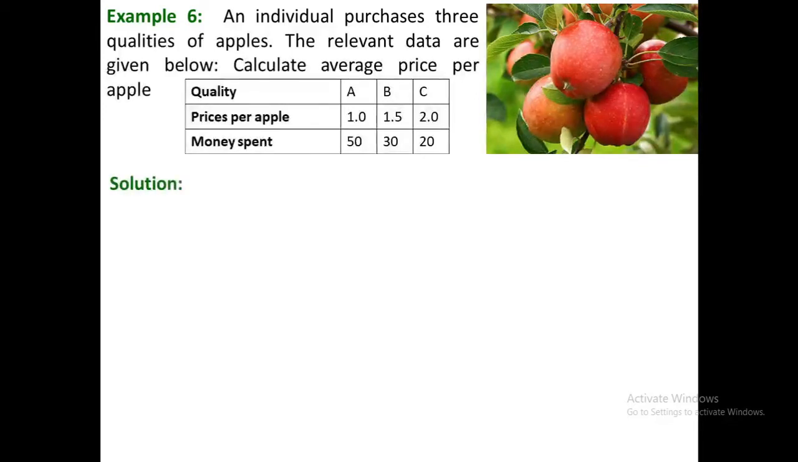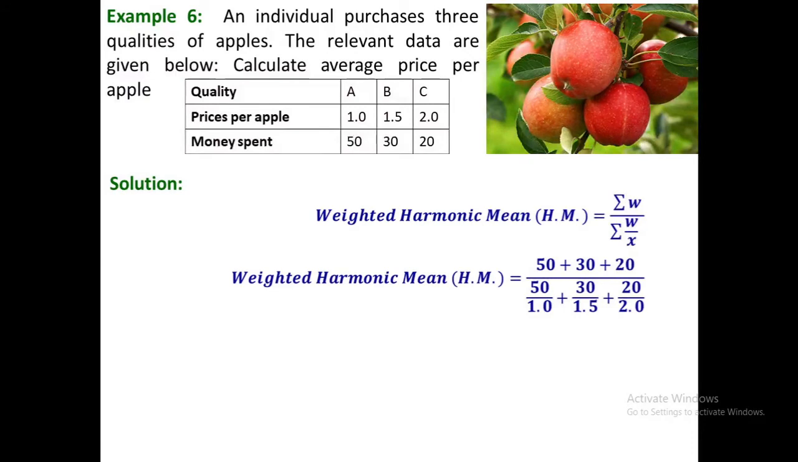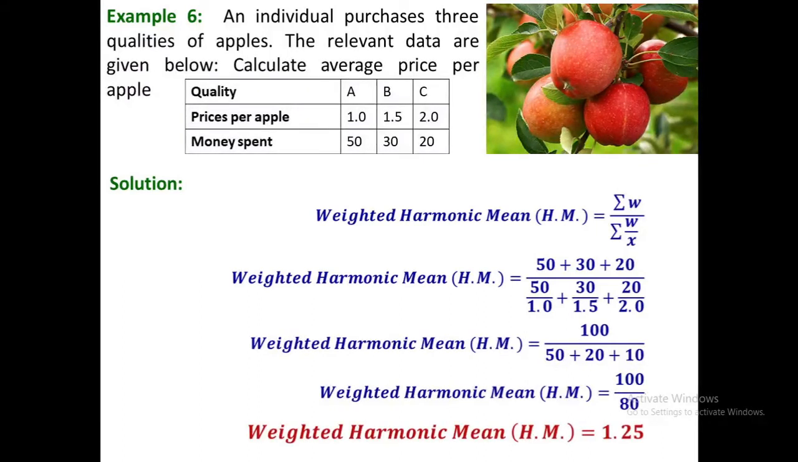First of all, we have to decide which kind of average we have to calculate. Since different sums of money spent in various situations are given, we shall calculate the weighted harmonic mean to calculate the average price. And the formula for weighted harmonic mean is summation w over summation w over x. After putting the given values in this formula, we can calculate that the weighted harmonic mean for this data set is 1.25. Or in other words, we can say that 1.25 is the average price of an individual apple.